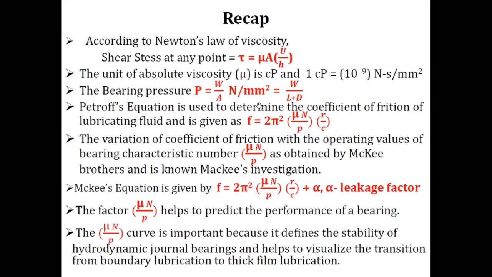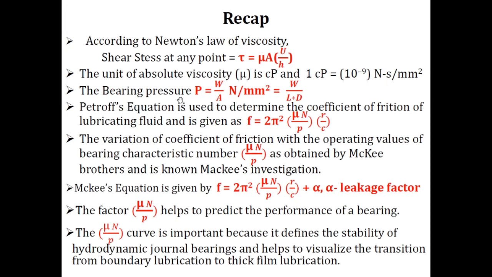The unit of absolute viscosity is centipoise. When we are selecting viscosity from the catalogs or the different tables or graphs available, in those graphs the value of viscosity is given in centipoise. So here you should remember the conversion of centipoise to Newton seconds per mm square. 1 centipoise is equal to 10 to the power minus 9 Newton seconds per mm square.